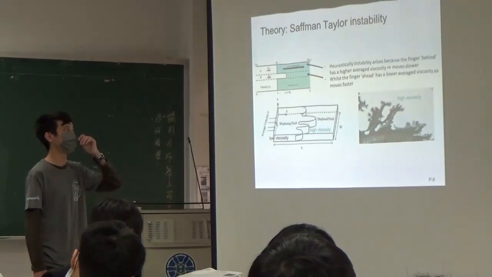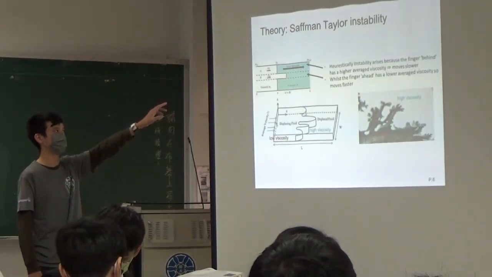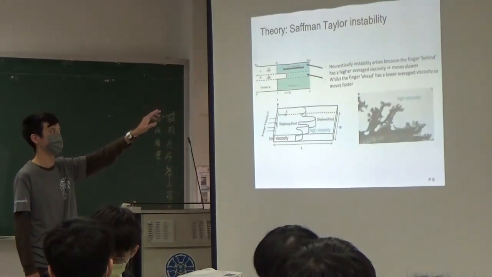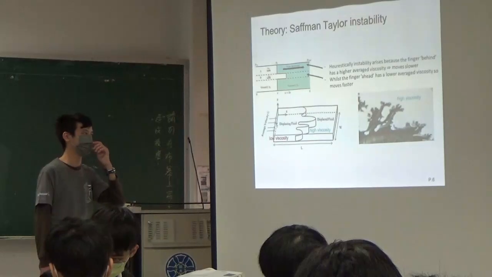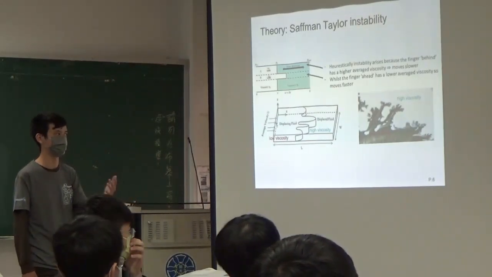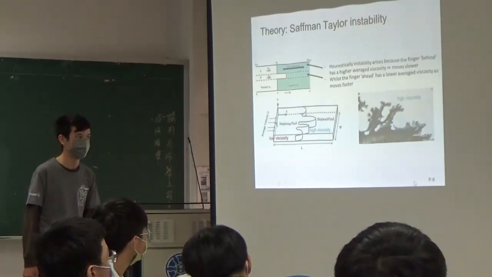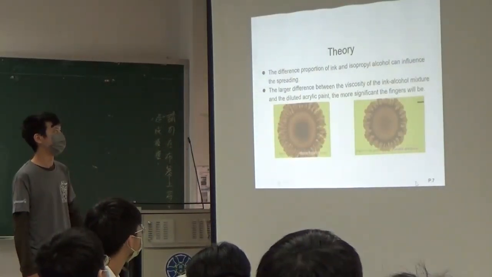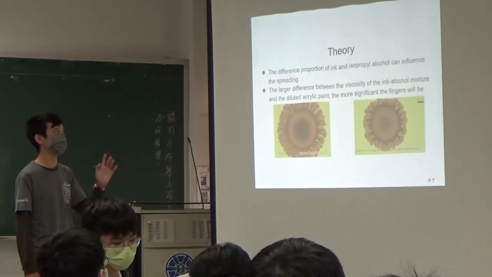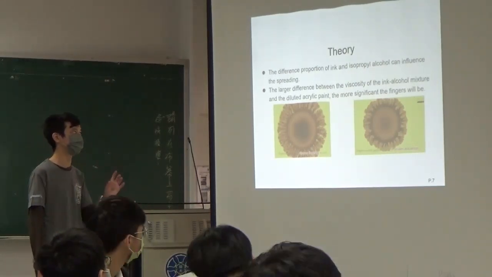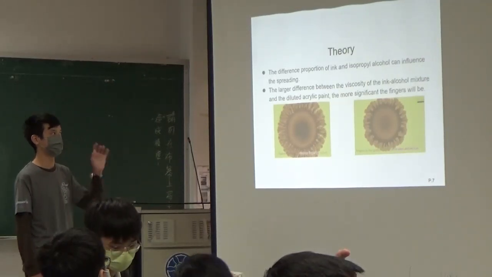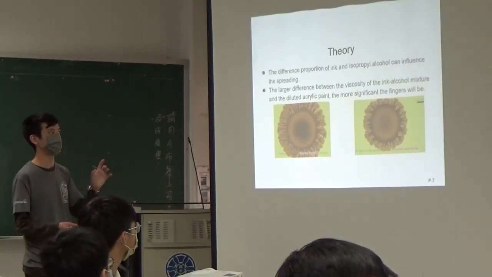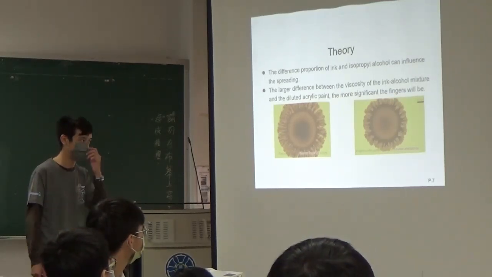And the finger behind has a higher average viscosity, so it will move slower. And the finger ahead has a lower average viscosity, so it will move faster. That is the reason we can observe the fingers form. And the different proportion of ink and isopropyl alcohol can influence the spreading. The larger the difference between the viscosity of the ink alcohol mixture and the diluted paint, the more significant the fingers will be.